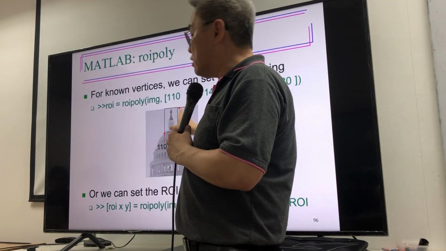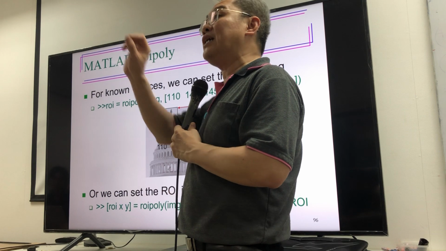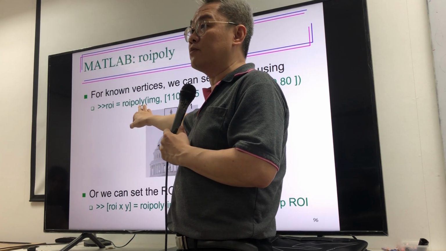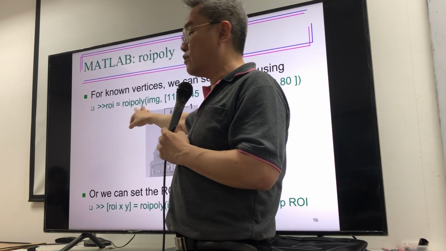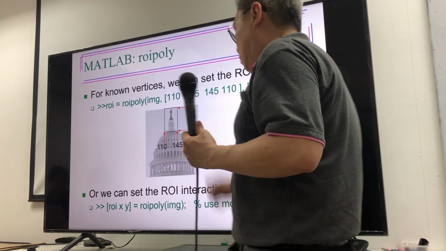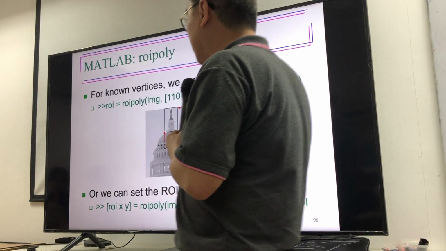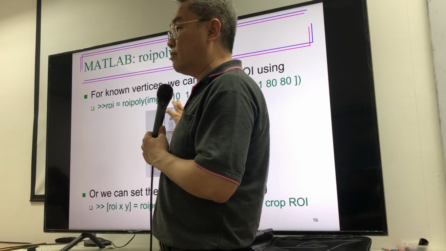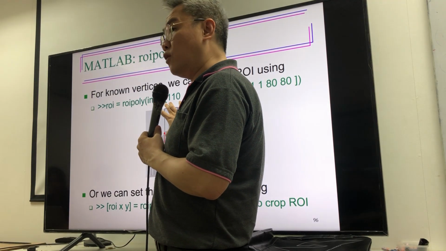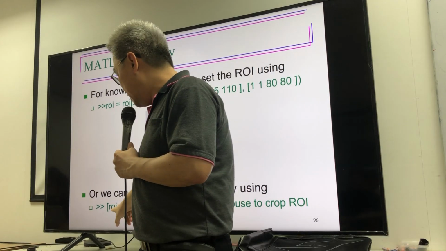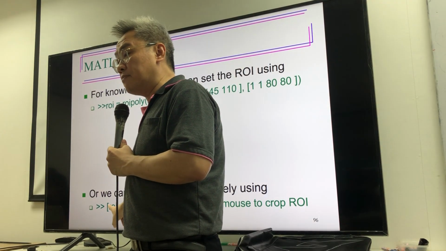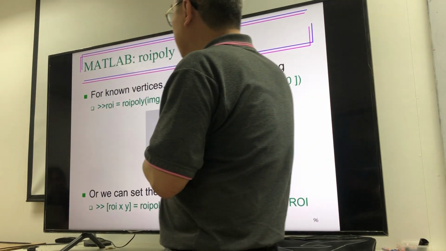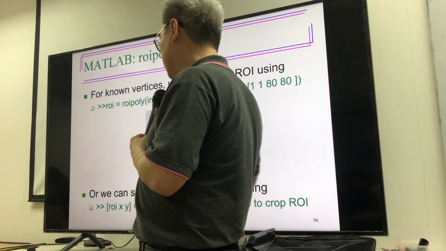In this case it doesn't need to be a rectangle. It can be any polygon, that's why the word poly. Poly comes from the word polygon, region of interest polygon. Once you have the region of interest, what comes out is a binary image that crops only this part, which you put in ROI, the binary image.